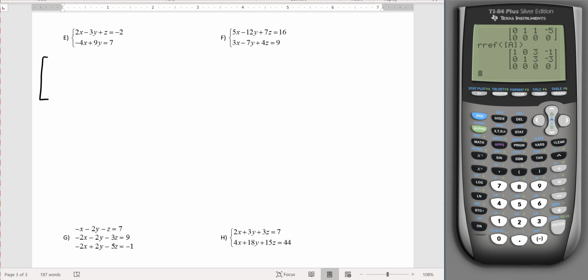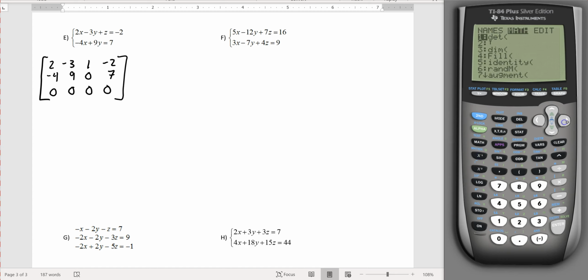So, we have 3 variables but 2 equations, so that tells me we have a non-square system. We're going to have to add a row of zeros to this matrix. And then when we RREF, so second matrix, go over to edit. It's a 3 by 4. We have 2, negative 3, 1, negative 2. We have negative 4, 9, 0, and 7. And we have a row of zeros, and 0. Enter. Excellent.